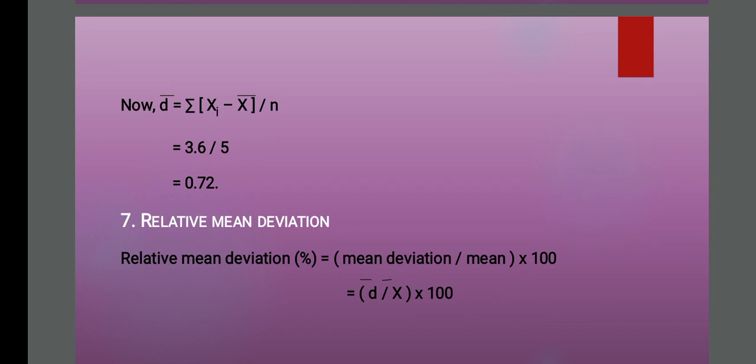I'll sum up the things we have seen in today's class. First we have seen mean, next median, then mode, range, deviation, mean deviation, and finally relative mean deviation. I think you are clear with this. If you have any doubts, you can ask afterwards. Thank you for listening, and try the problems I have given in the assignment.